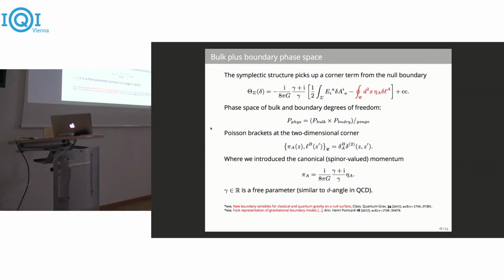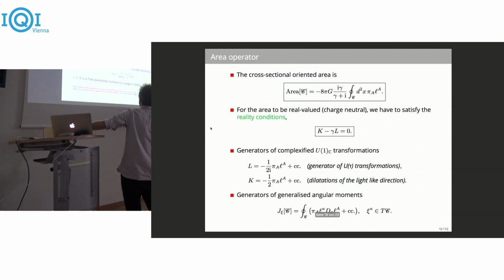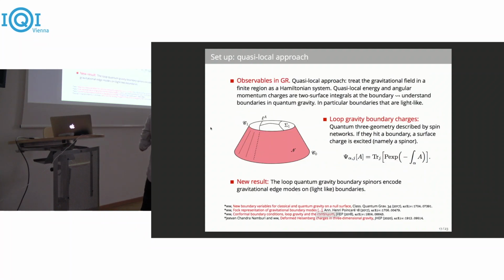And what is nice is that this, the new term that pops up in the symplectic structure, is exactly the classical analog of these boundary degrees of freedom that are excited once you couple spin network states to a boundary, or once you introduce boundaries in spin networks.